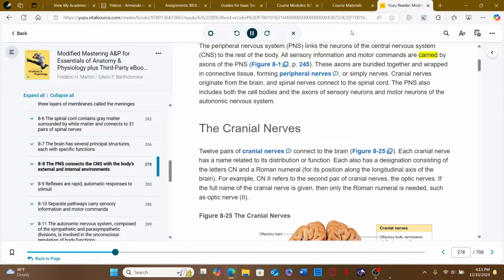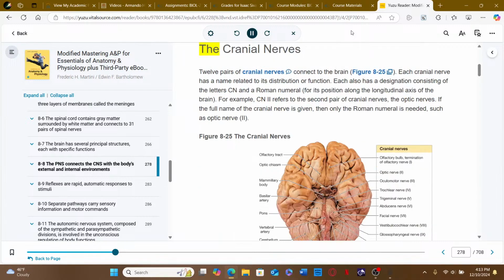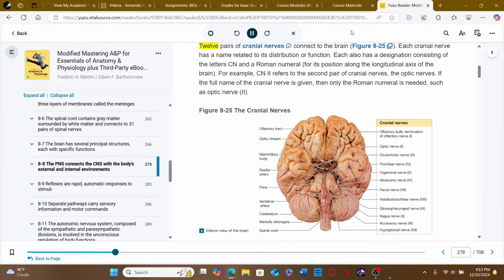All sensory information and motor commands are carried by axons of the PNS, figure 8-1, page 245. These axons are bundled together and wrapped in connective tissue, forming peripheral nerves, or simply nerves. Cranial nerves originate from the brain, and spinal nerves connect to the spinal cord. The PNS also includes both the cell bodies and the axons of sensory neurons and motor neurons of the autonomic nervous system. The cranial nerves.